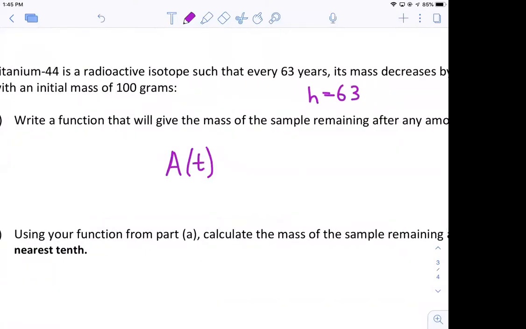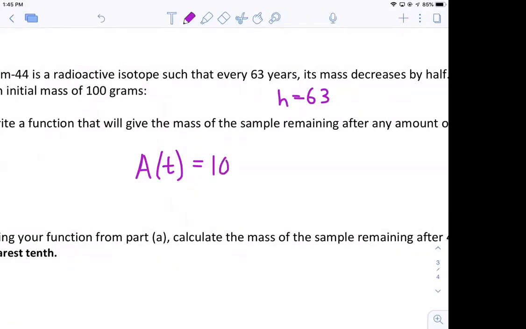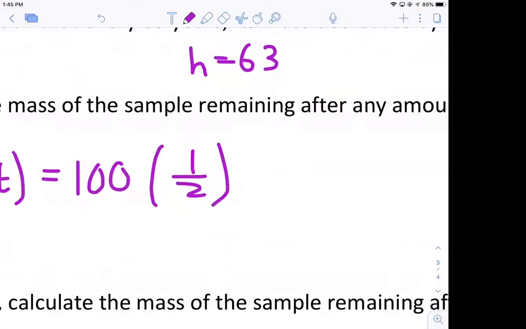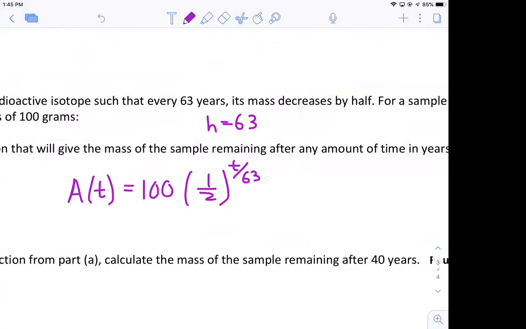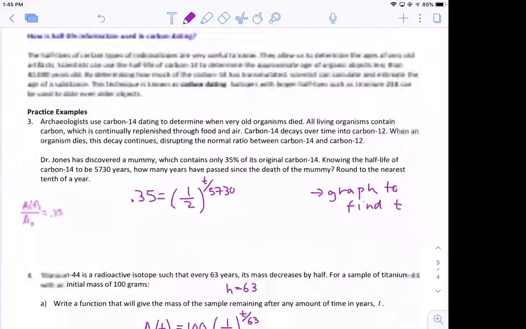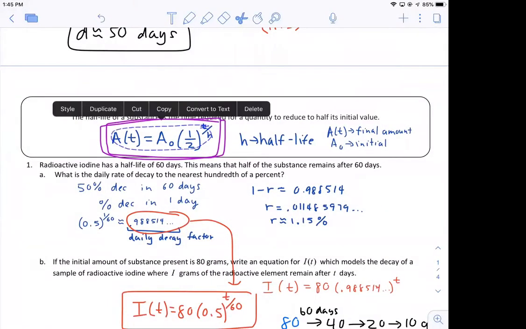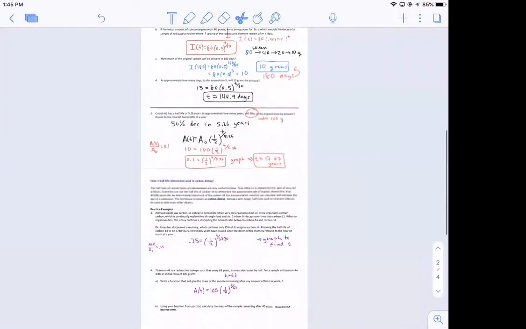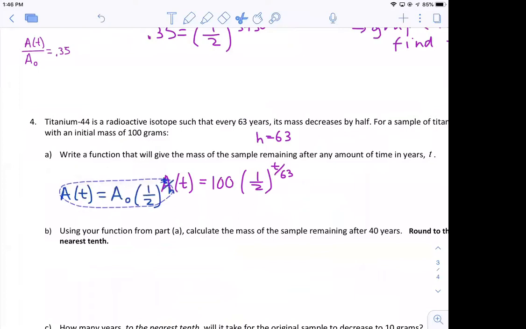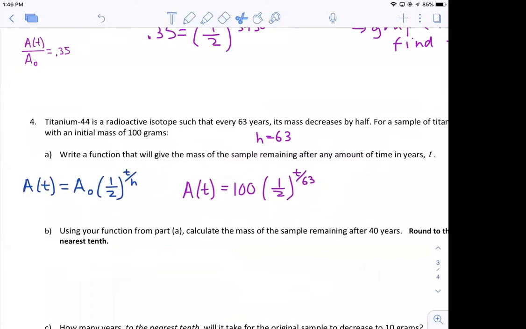So the final amount after t number of years is going to equal our original amount, 100. We're talking about half-life. So it's going to half in 63 years, which means in 1 year, it's going to get multiplied by a half to the 1 over 63rd power. And if I copy and paste this formula from over here, you can see how the parts fit in. All right, so all I did is plug in 100 for the original amount, and I plugged in 63 for half-life.